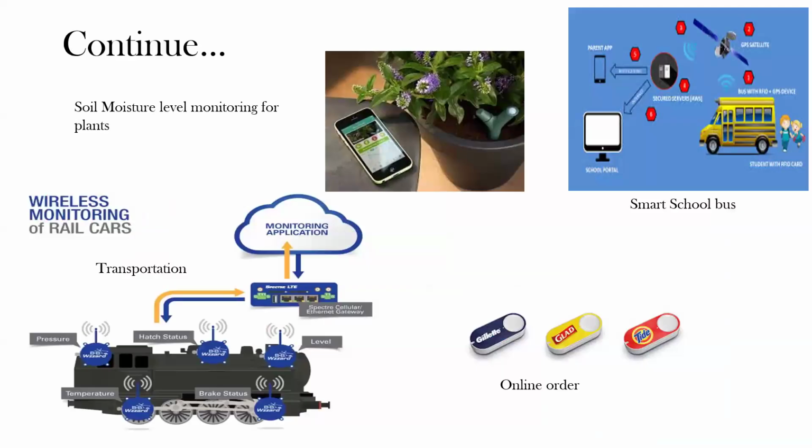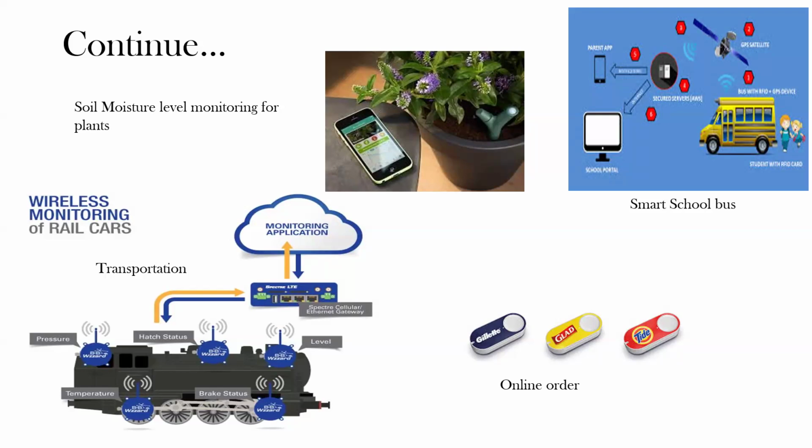Then smart school buses, where parents are monitoring the movement of their kids, and soil moisture level monitoring. Most of the time when people are going out of the home for a long time, they keep on monitoring the moisture level of their favorite flowers in the pot, and they're able to control water sprinkling based on the moisture level.